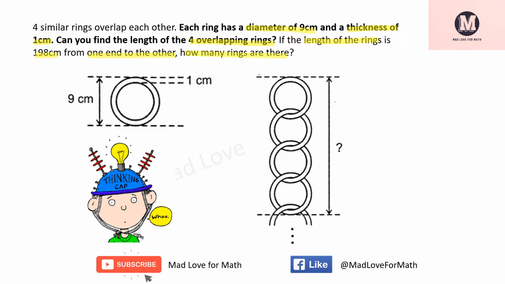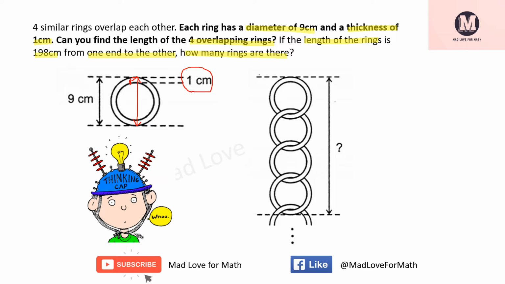So let's work on the first part first. If you look at this diagram, the 9 cm is from the top of the ring towards the bottom of the ring. This entire thing, the diameter, is 9 cm. And the thickness, here, this part here is 1 cm as labeled here.